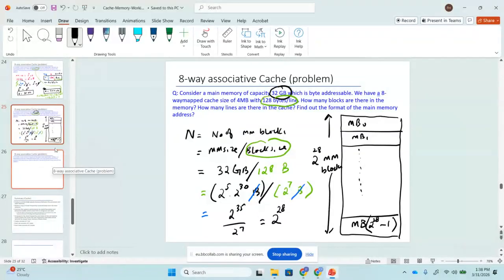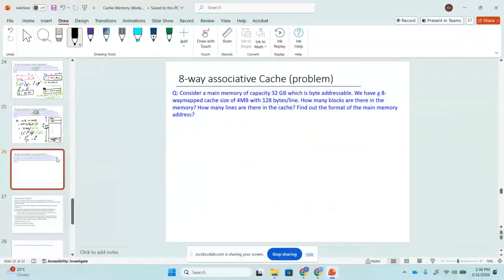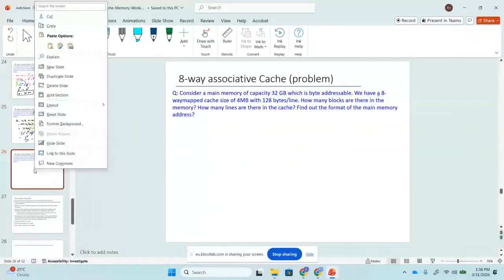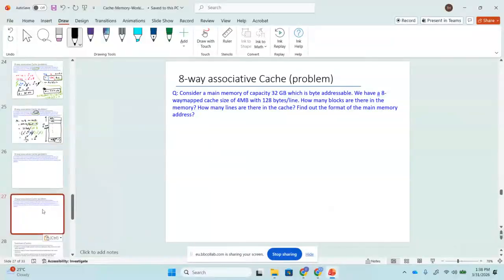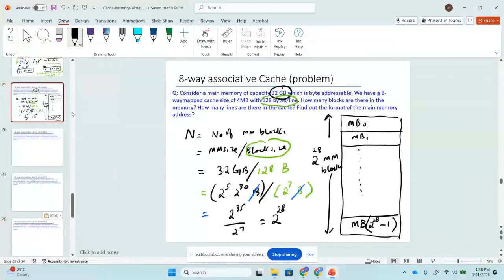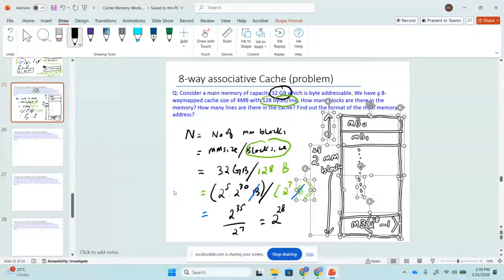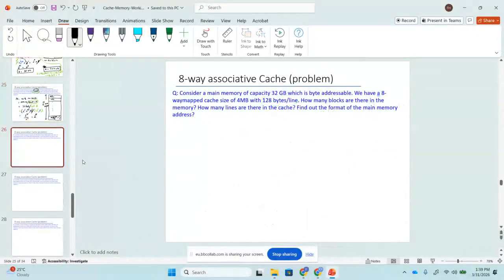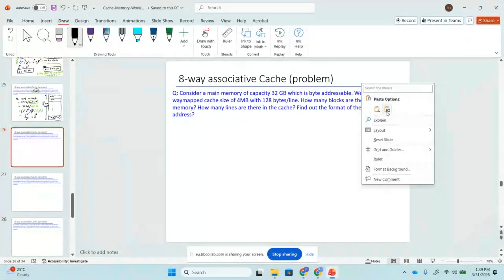Now what I'm going to do is copy, and then paste special, because I want to do a lot of stuff here. Please look at here. I'm copying it here and I'm pasting it here.